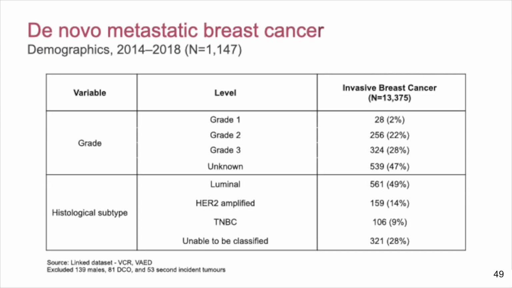For de novo disease, you can see it's not common to be diagnosed with a grade 1 cancer if you're diagnosed with metastatic disease, and a slight skew into the more aggressive subtypes, the HER2 amplified. The triple negatives actually didn't go up substantially, but a substantial number unable to be classified. And I think that talks to the data that we have around how these patients were diagnosed. For example, if you got a liver biopsy, was all that information captured and sent to the registry?